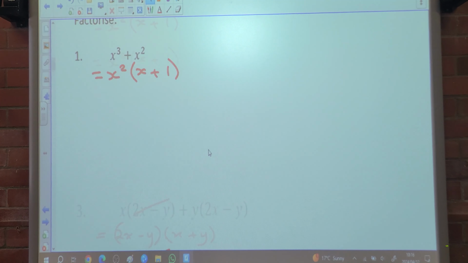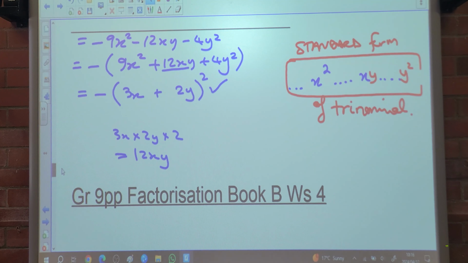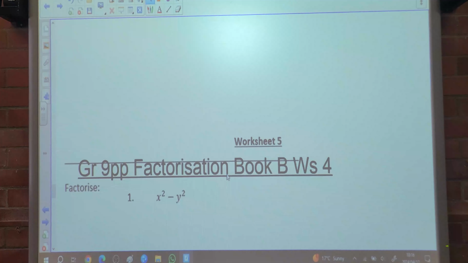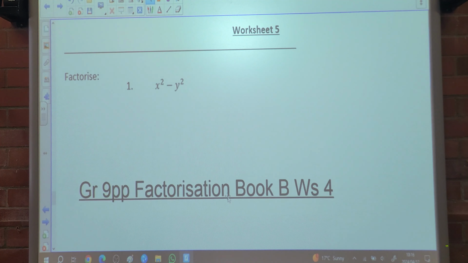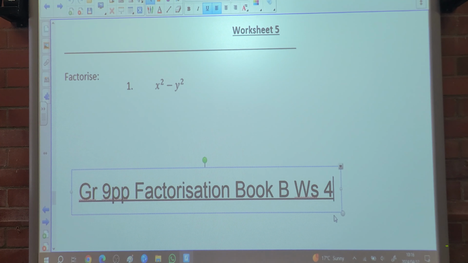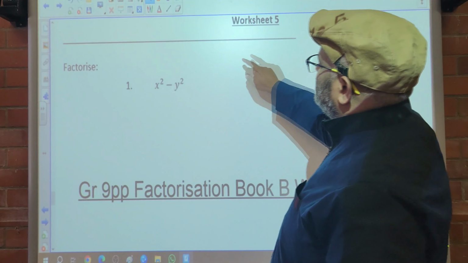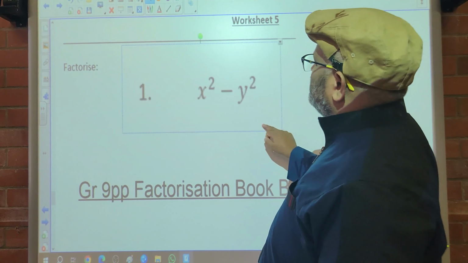Book B, worksheet 5. Okay, so here we've got difference of two squares now, not so? Book B, worksheet 5. Alright, so where do we start?